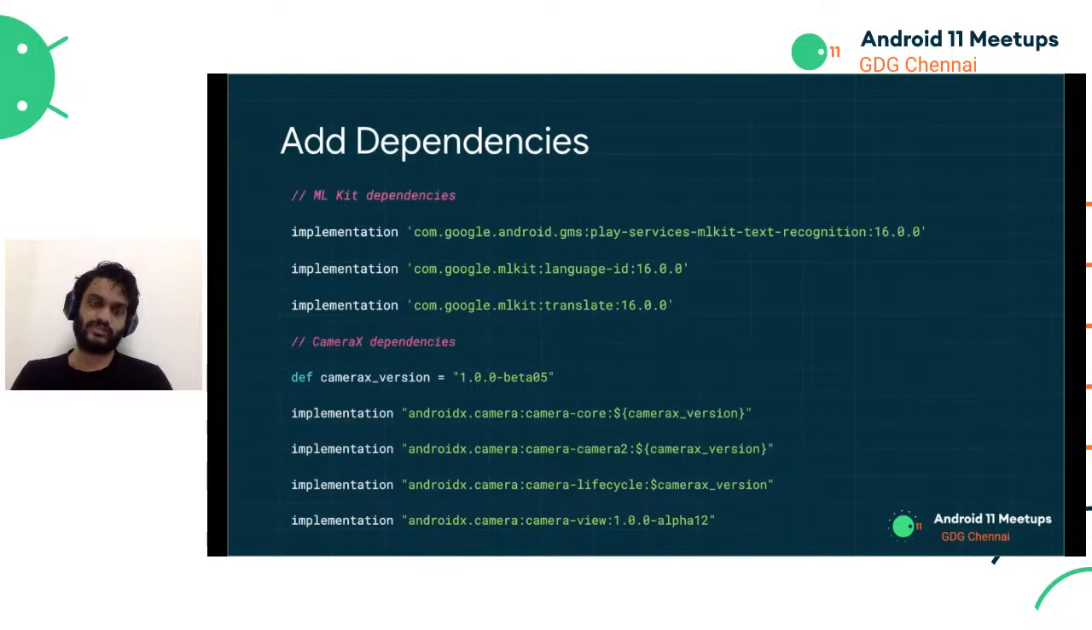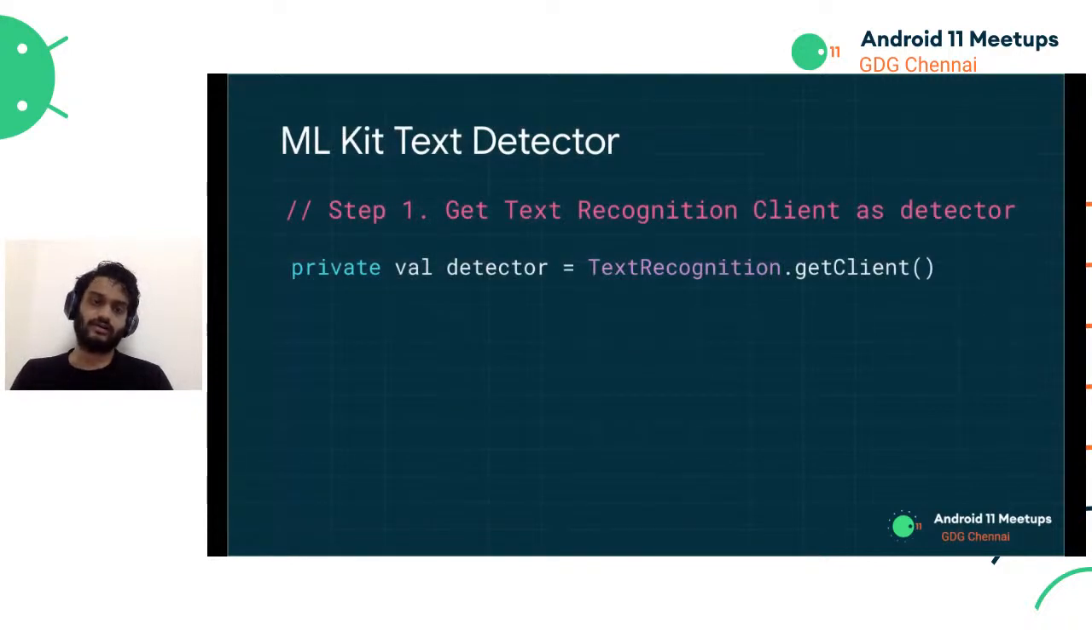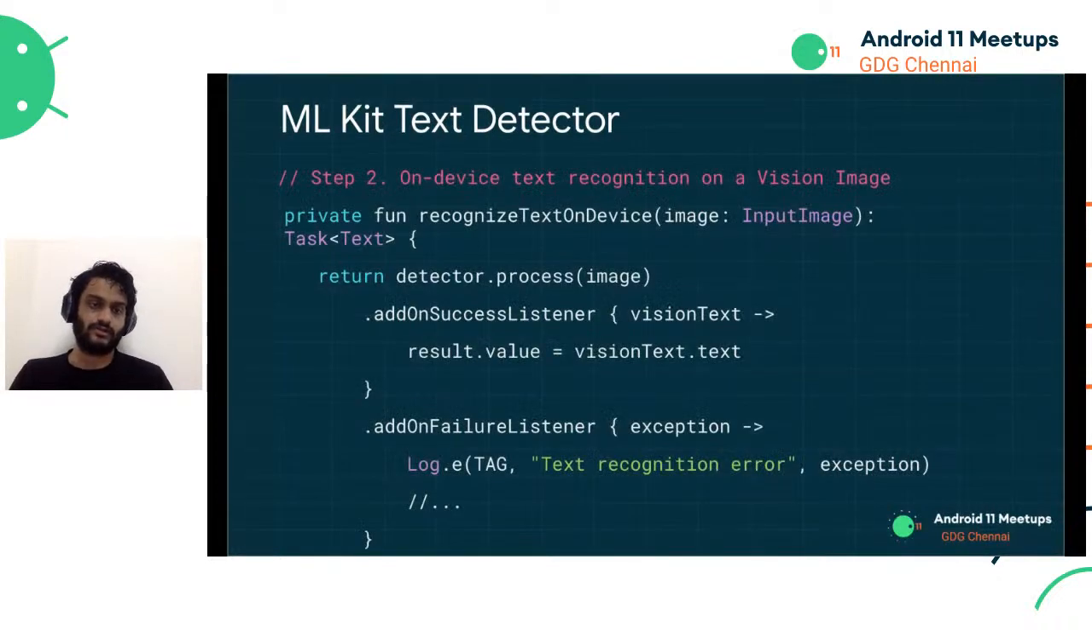Once all that is done, and you have your setup ready for CameraX and you are getting your feed on your Android app, how do we recognize text which is showing on the camera? To do that, the first step would be to create a detector object. The detector object is going to be text recognition. Here we are going to recognize the text, so we will use this text recognition from ML Kit and get it as a client, and that is going to be our detector. The next step would be to pass the image into the detector and get the text out of it.